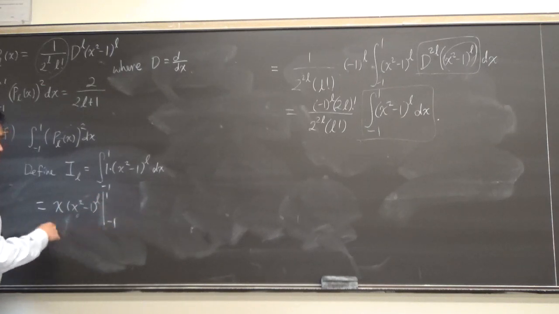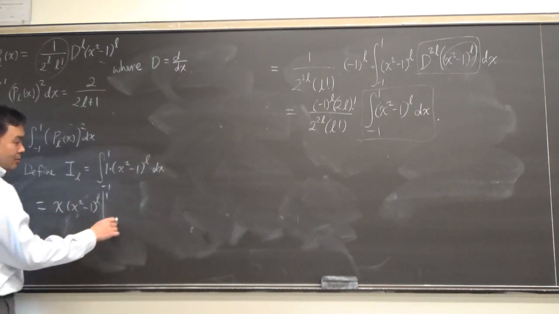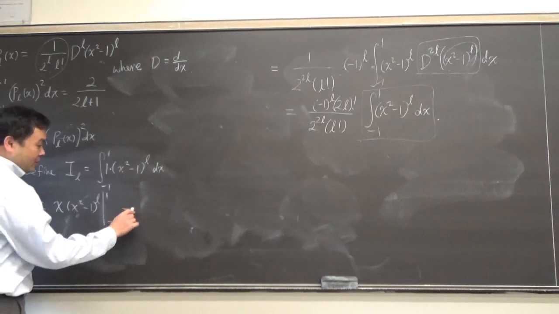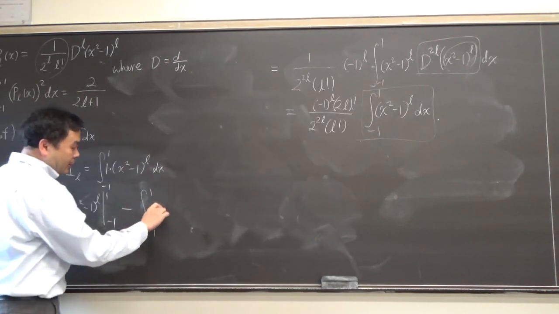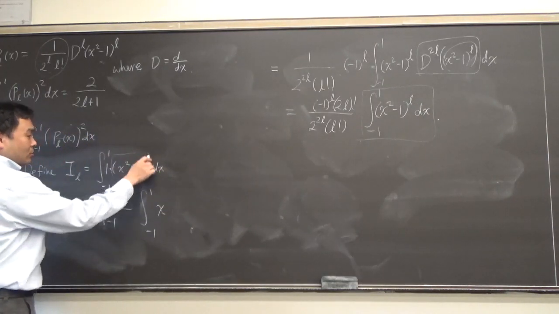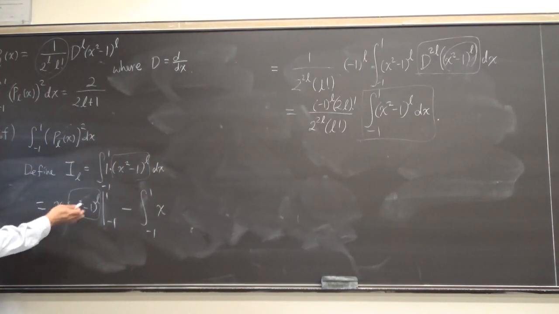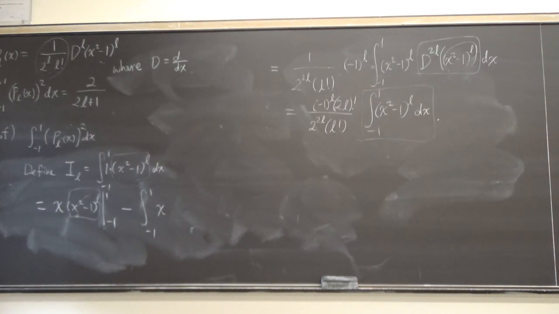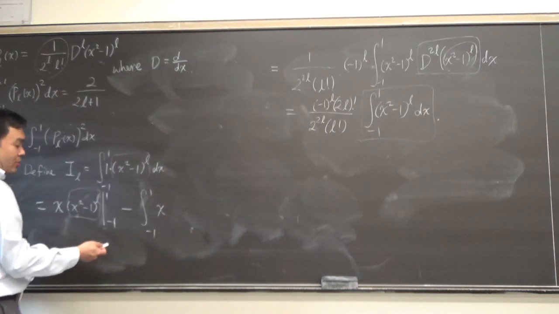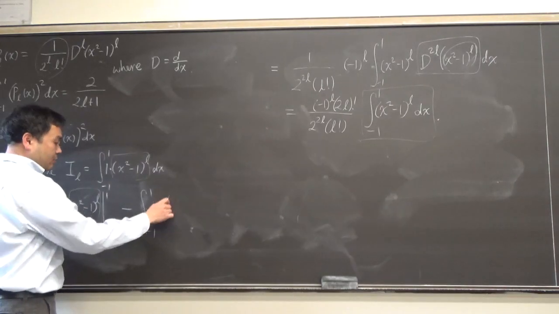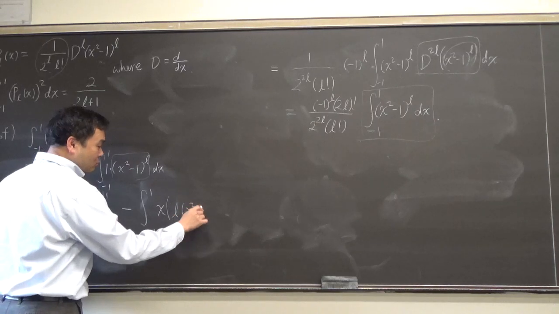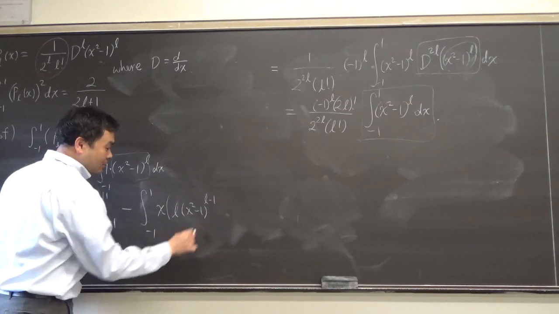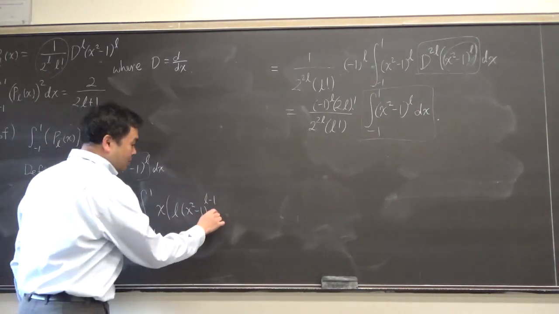Plug in 1 and negative 1. Again, you see that this is 0, right? And then minus the integral from negative 1 to 1 of x times, now, because this one I didn't do anything to it, in the next stage I have to differentiate it, right? So what do I get if I differentiate it? It's L times x squared minus 1 to the L minus 1 times 2x.